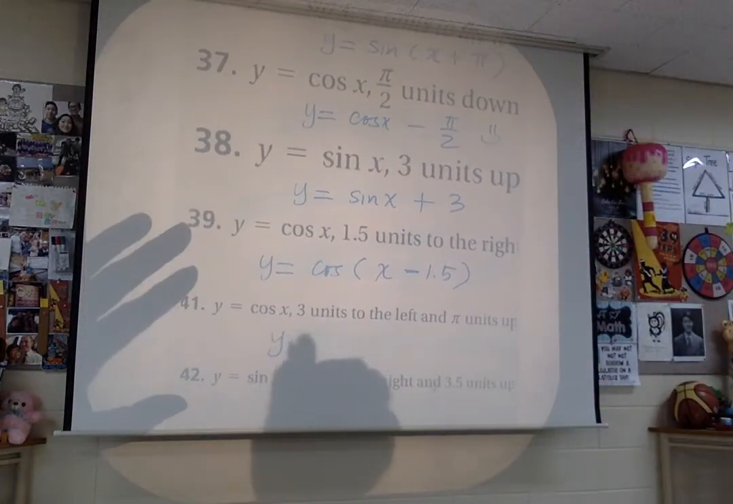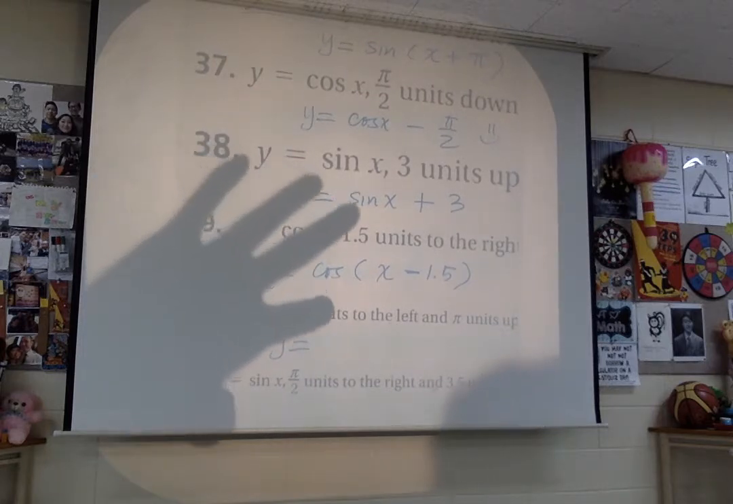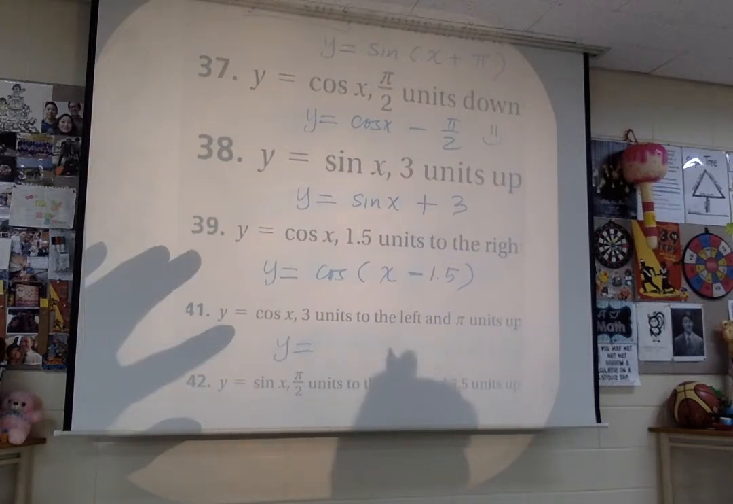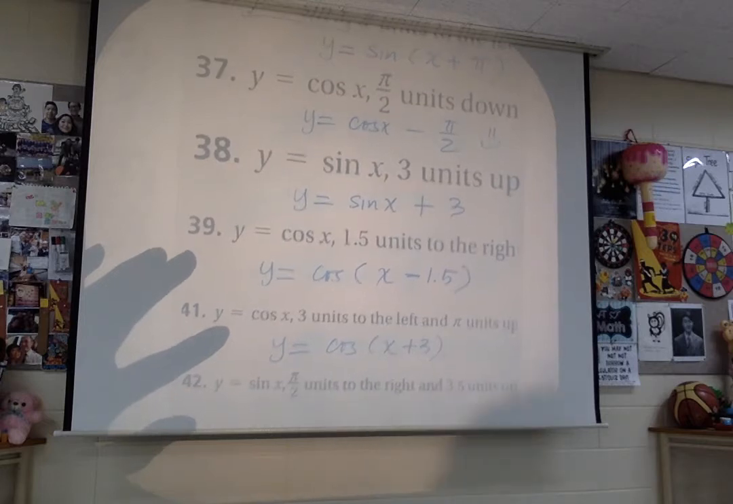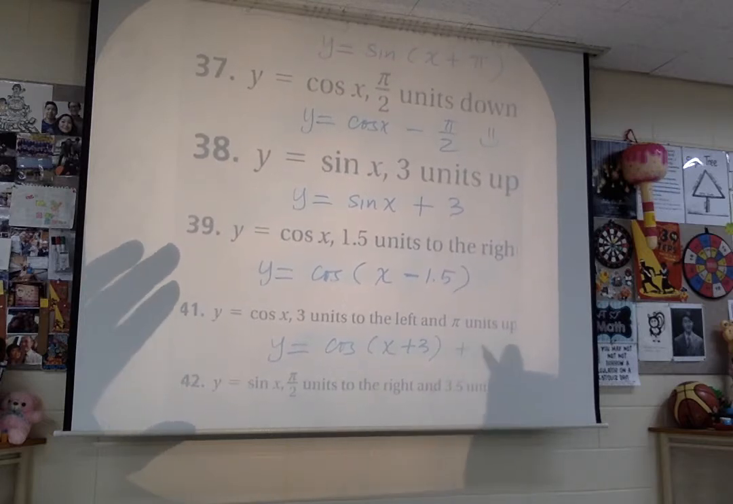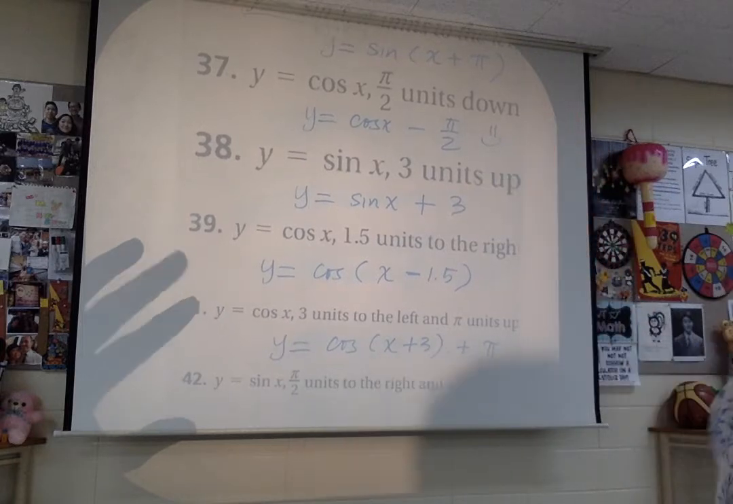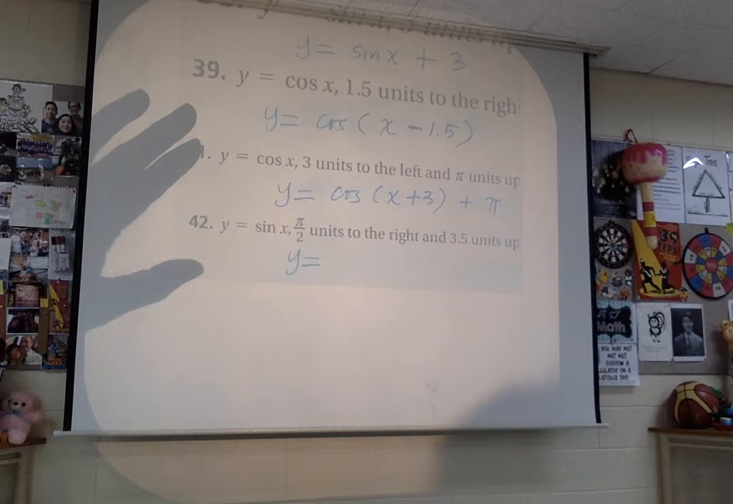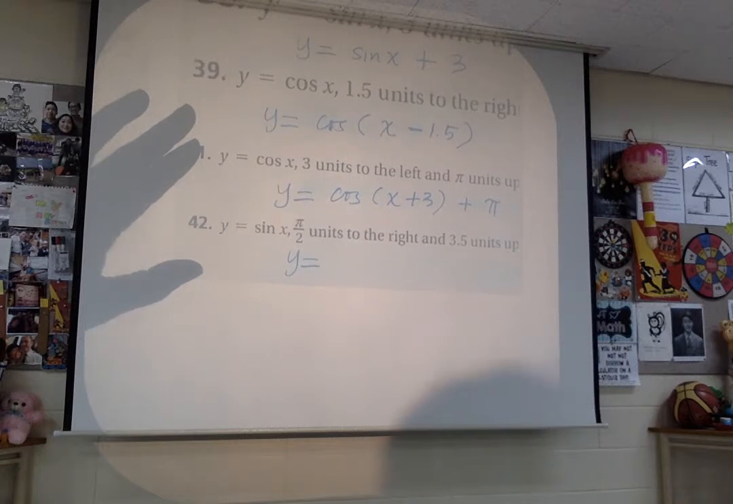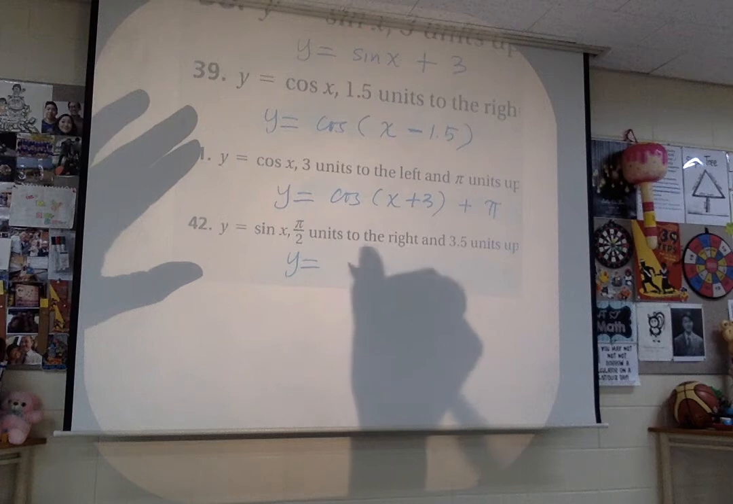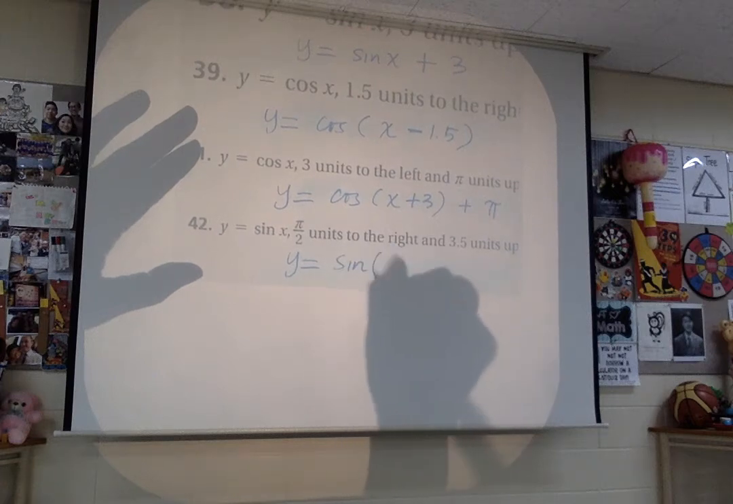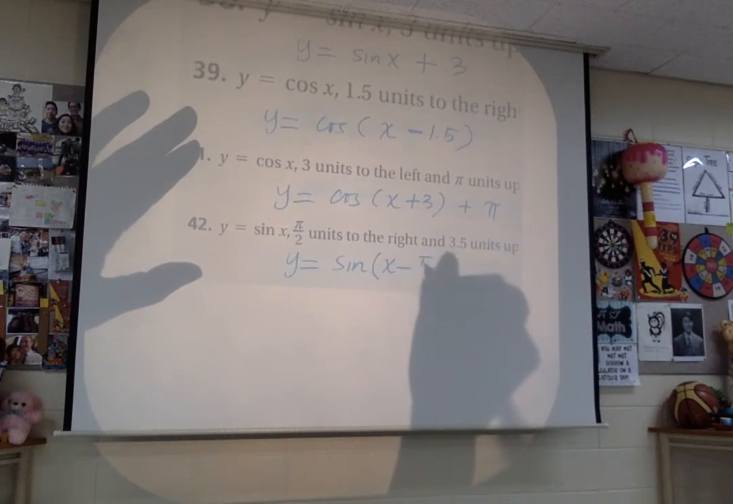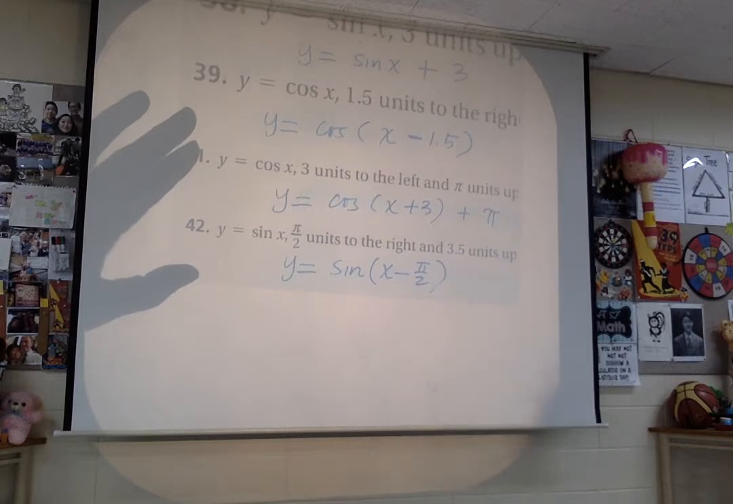Next guy. Y equals cosine x, 3 units to the left and pi units up. So let's control the left and right first. So cos x plus 3 since it's left and plus pi since it went up. All right. Next, guys, y equals sine, pi over 2 units to the right and 3.5 units up. So ready? Sine to the right. So it's x minus pi over 2 and up 3.5.